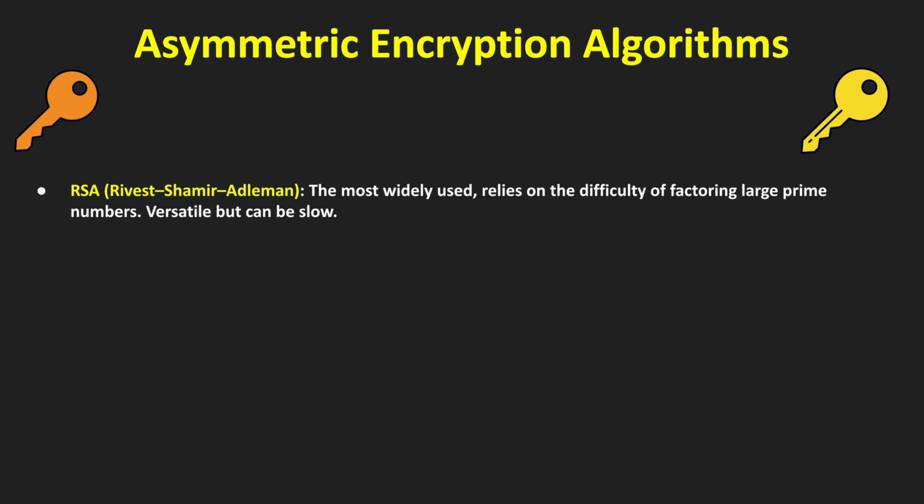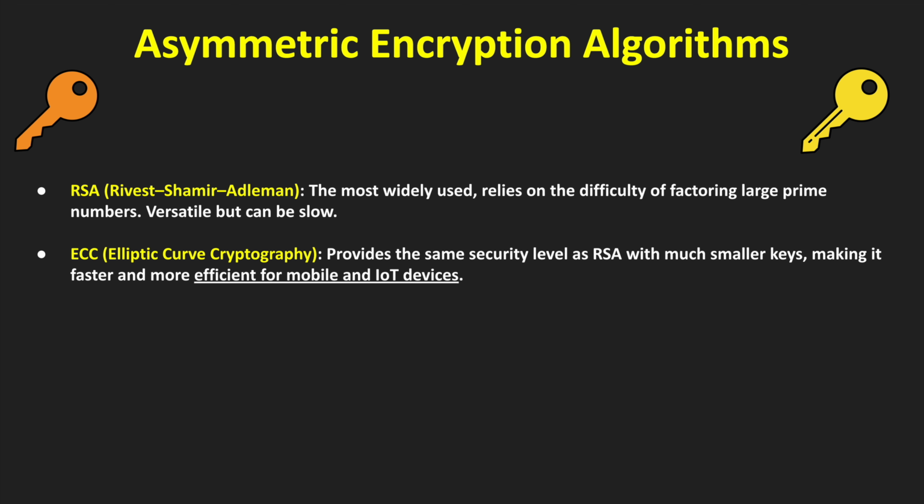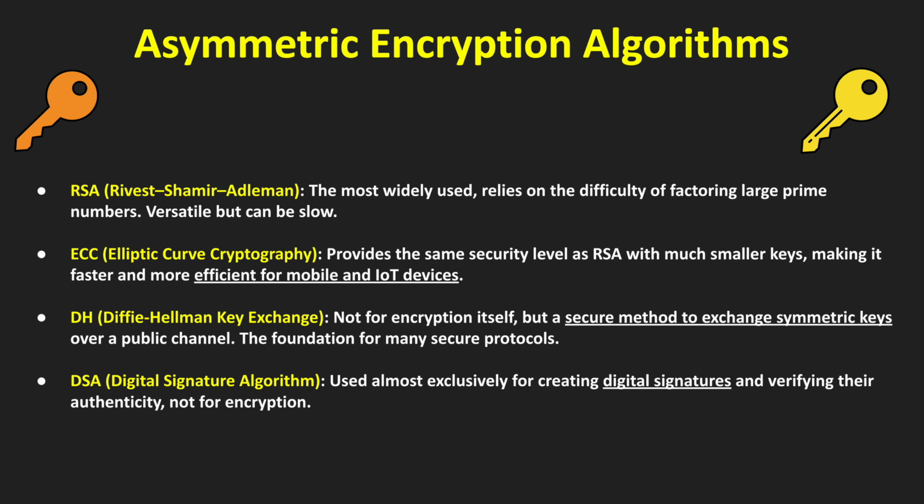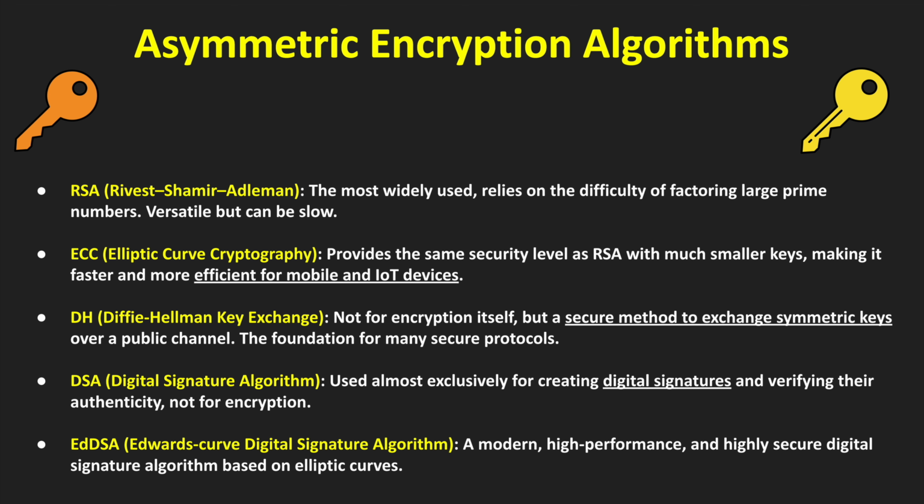Let's take a look at the asymmetric encryption algorithms. The first one is RSA. It's the most widely used algorithm for asymmetric encryption. Another one is elliptic curve cryptography, mainly used for mobile and IoT devices. We also have the DH algorithm, which is used mainly to securely exchange symmetric keys. And we have DSA, which, as the name suggests, is used mainly for digital signatures. And we have the ECDSA, which is an improved version of the DSA algorithm.